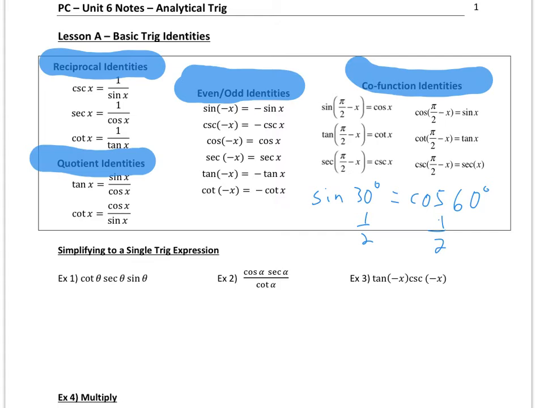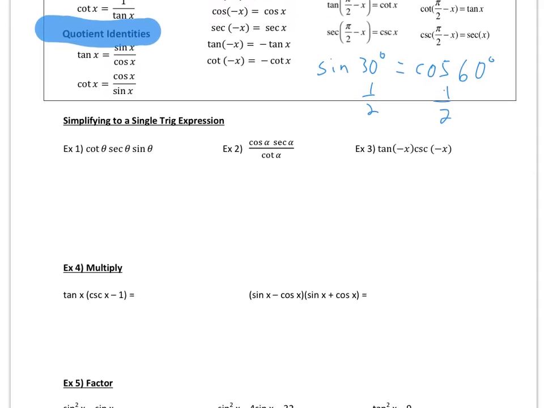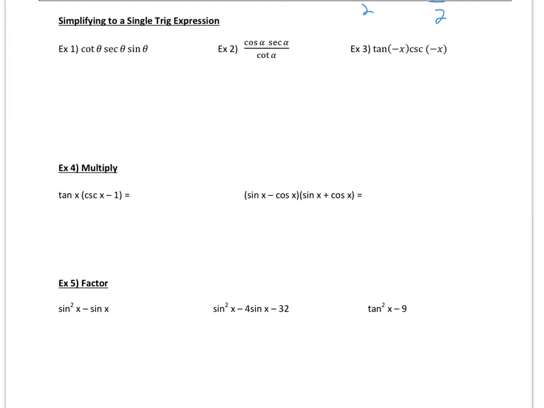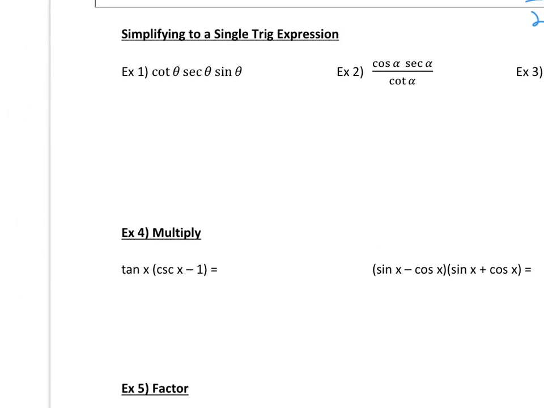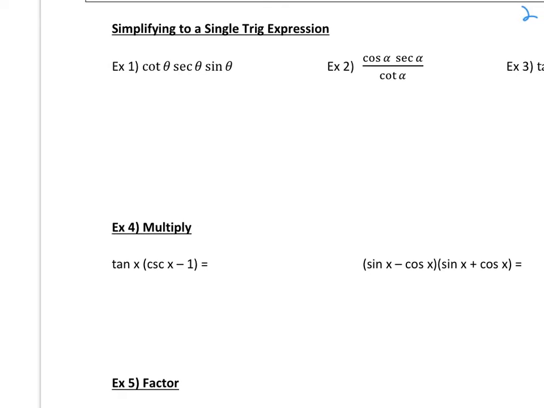Alright, so how are we going to apply these in this particular lesson, now that I've introduced them? How we're going to apply them is we're going to use them to simplify trig expressions down to a simple trig function here. So in this first example, where we have the cotangent, secant, and sine all being multiplied together, if we want to condense this down to a single trig expression, we certainly can. It might be helpful to change everything in terms of sines and cosines, and that might help reveal the result when we're all said and done.